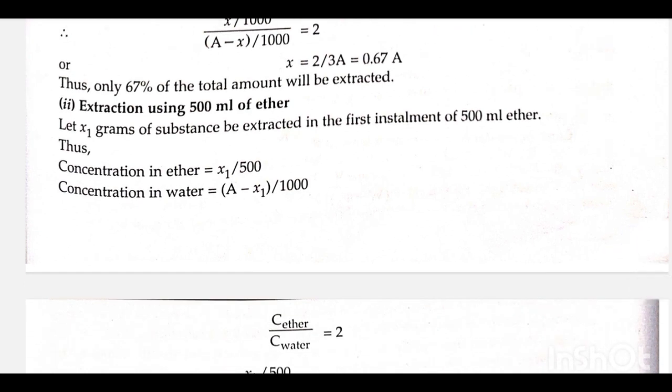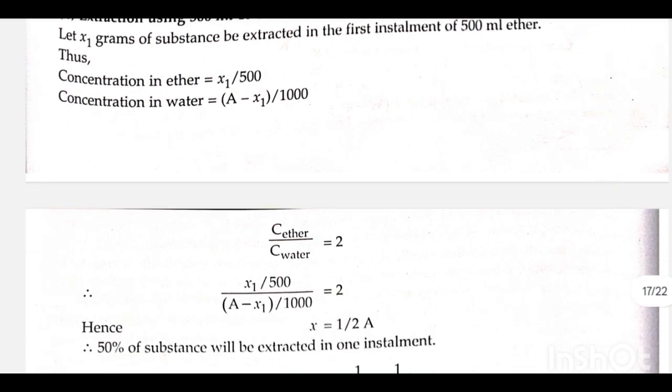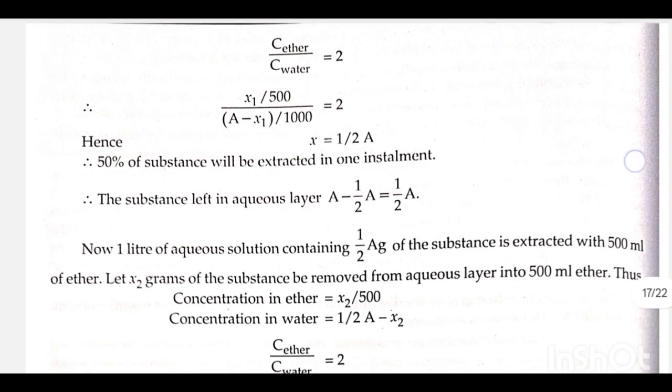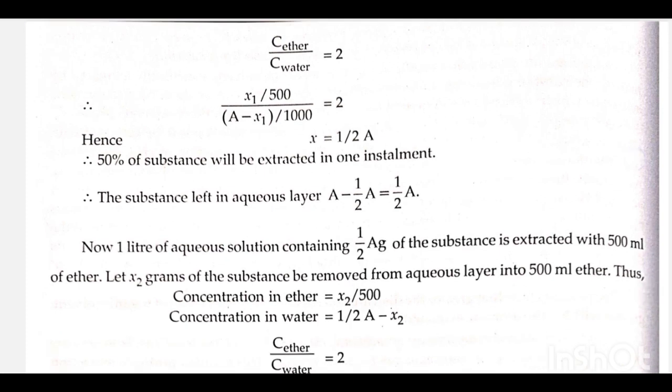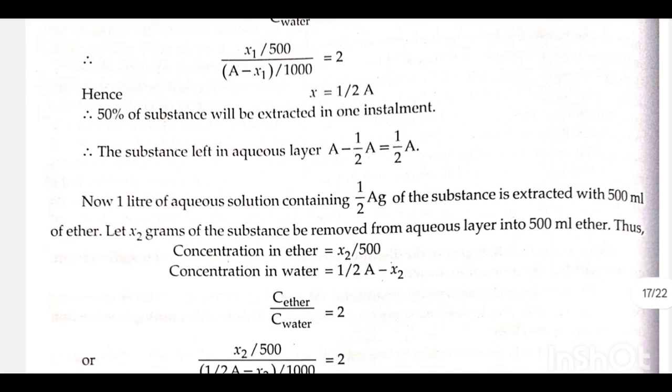Extraction using 500 ml of ether. Let X1 grams of substance be extracted in the first installment of 500 ml ether. Thus, concentration in ether is equal to X1 by 500. Concentration in water is equal to A minus X1 by 1000. C ether upon C water is equal to 2. Therefore, X1 by 500 upon A minus X1 by 1000 is equal to 2. That is, X1 is equal to 1 by 2 A. Therefore, 50% of substance will be extracted in one installment.